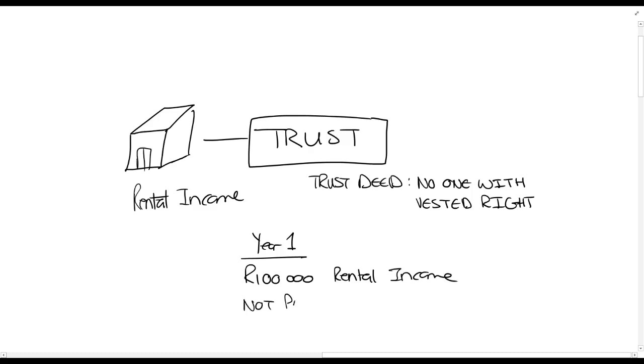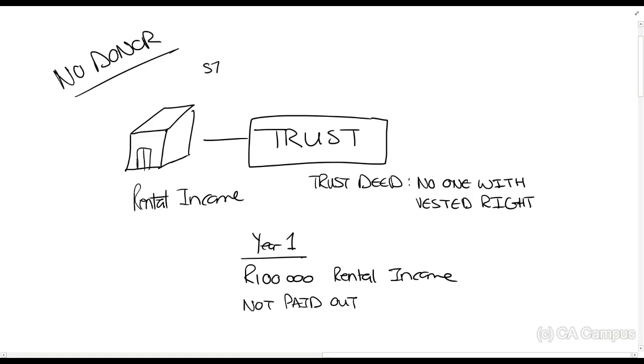And it was not paid out. And I'm just going to write for now that there's no donor. Right. When there's a donor, it might complicate the situation a little bit with section 7.5, but I don't want us to consider any of those things now. That's why I'm saying there's no donor. This is a concept I want you to understand. Now, this rental income, year 1, the trust earned 100,000 rands and it was not paid out.